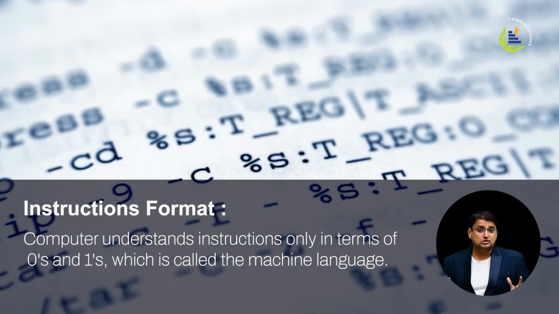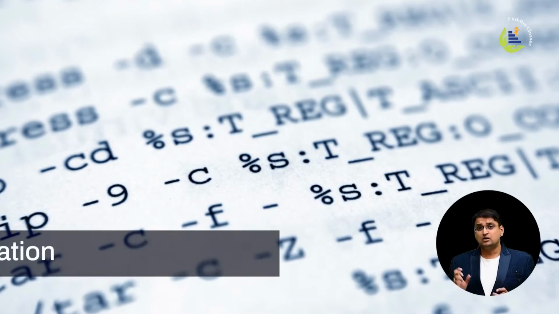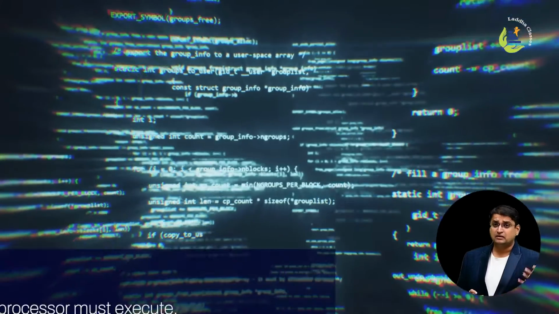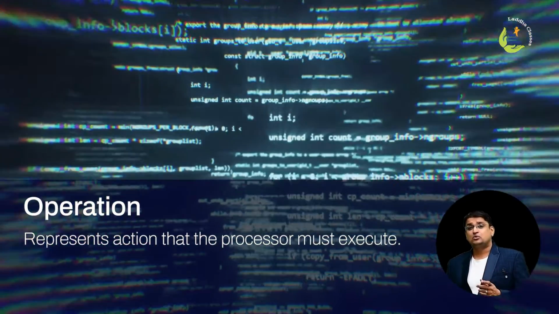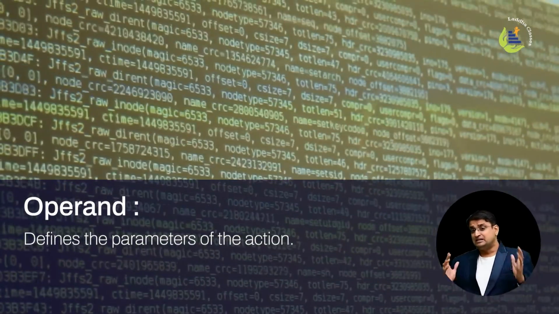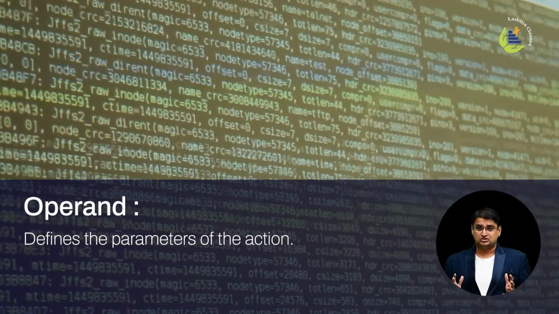The instructions tell the processor what actions are needed to be performed on the data. An instruction is further divided into two parts: operation and operand. The operation represents action that the processor must execute, and operand defines the parameters of the action and depends on the operation.